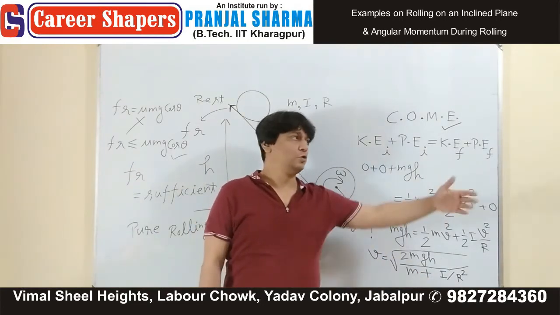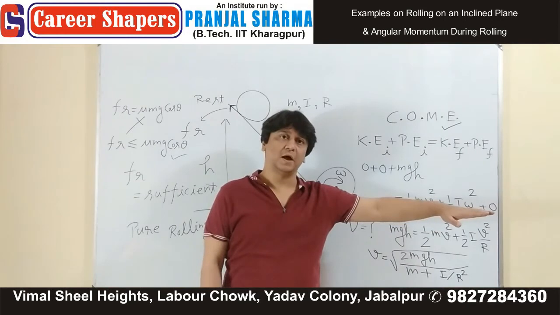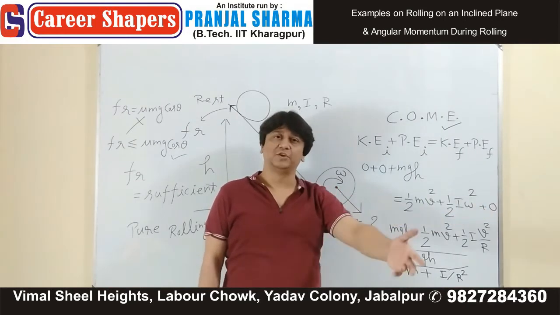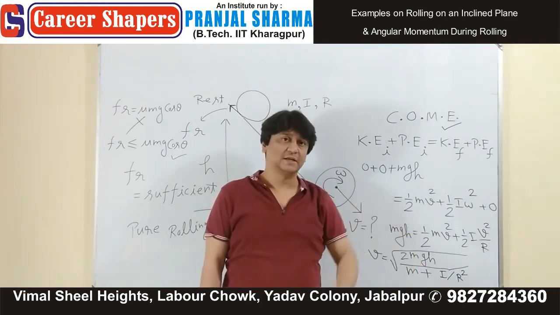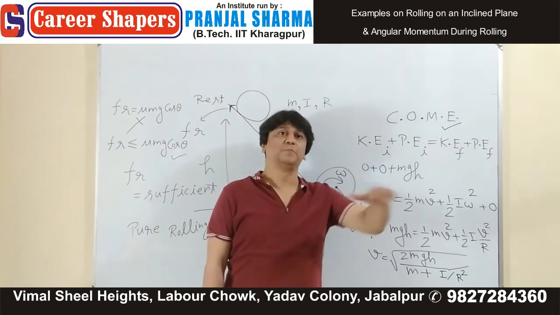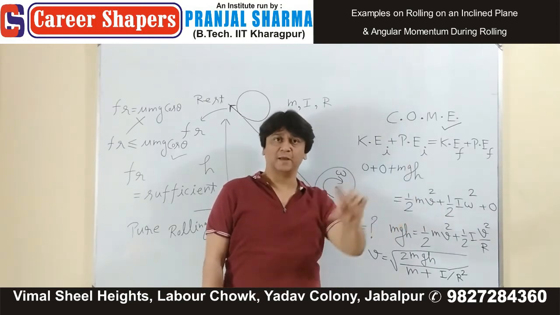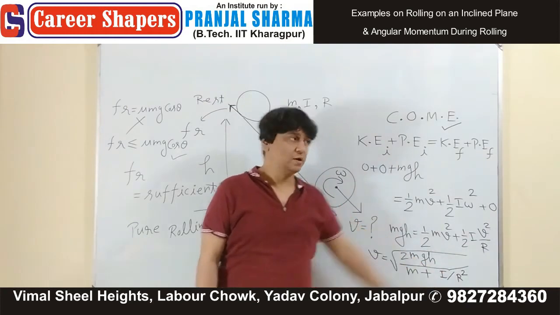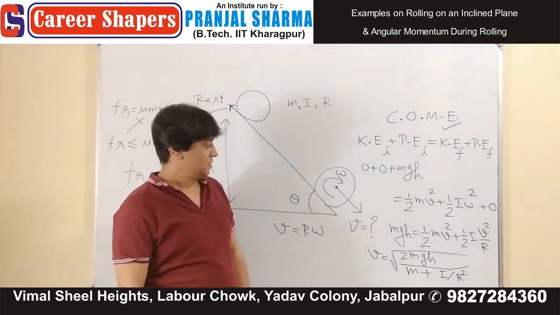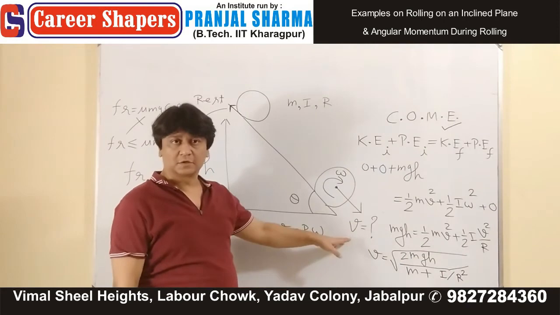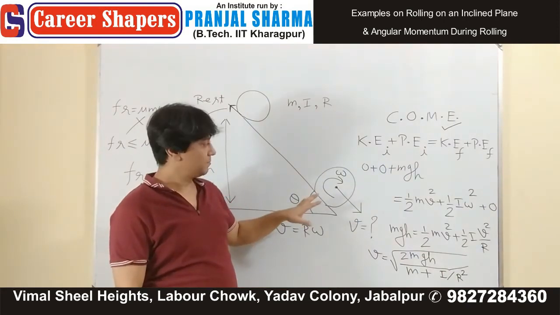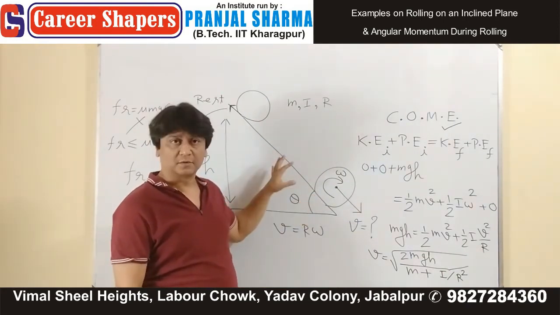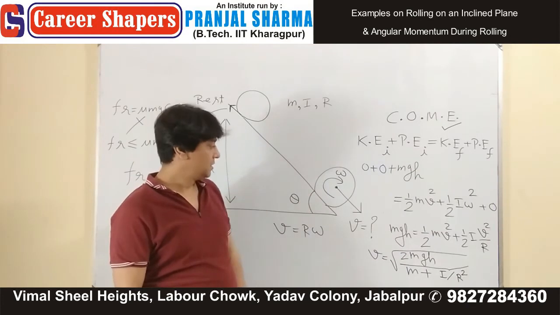In rotational motion, when pure rolling is present, your V becomes root over 2mgh whole divided by, हर जगह एक ही चीज कर रहे थे. लास्ट एग्जांपल्स अगर याद हो, m plus the trig part, m plus the trig part. The trig part is what? I upon r square. Note on this and then we'll understand this question further in detail.